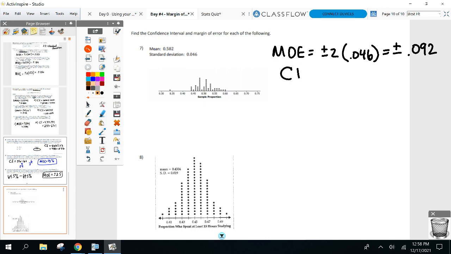Now go ahead, find your confidence interval. Take your mean, plus or minus 0.092. So it'll be anywhere between 0.41 and 0.594. So look at that little one over there, a little outcast, huh?